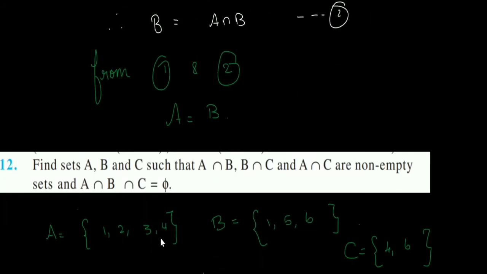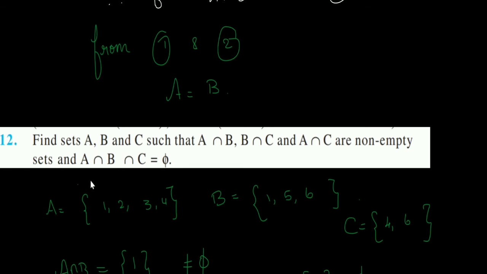Now we'll move on to the next question. Question number 12. Find the sets A, B and C such that A intersection B, B intersection C and A intersection C are non-empty sets and A intersection B intersection C is an empty set. We have to give examples for sets such that A intersection B is not an empty set. B intersection C is not empty. A intersection C is also not an empty set, but A intersection B intersection C is an empty set.